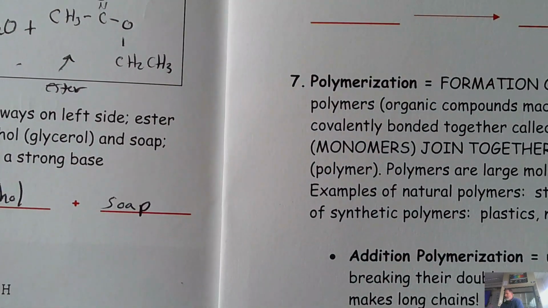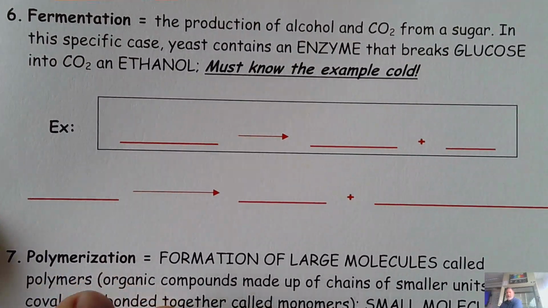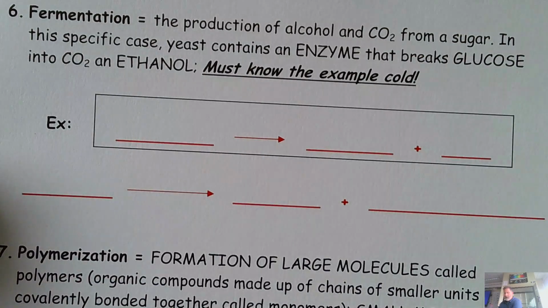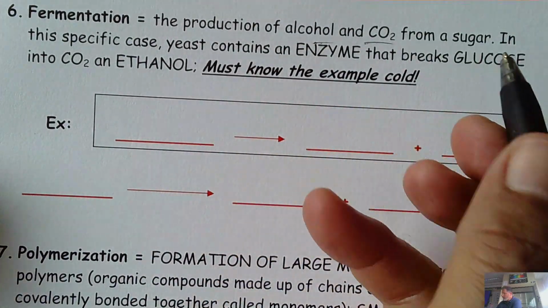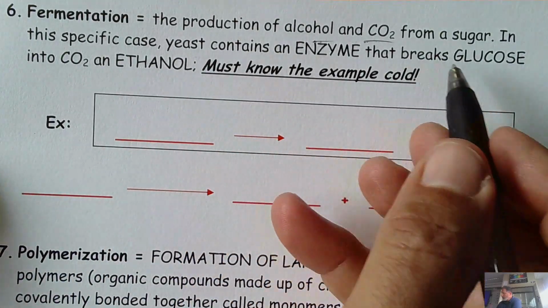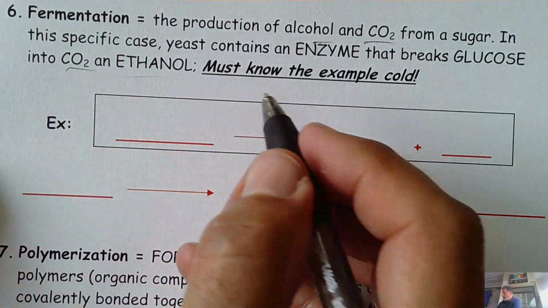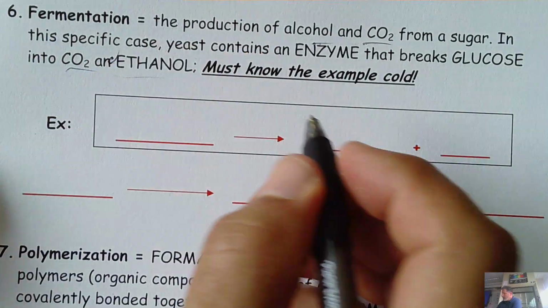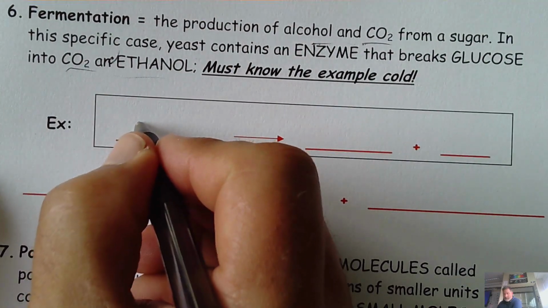All right, one of the things that I almost studied in college instead of polymer science is fermentation chemistry. It's the production of alcohol and CO2 from sugar, in the specific case of yeast, an enzyme that breaks glucose into CO2 and ethanol. We must know this example cold. So this is an important part of biology.